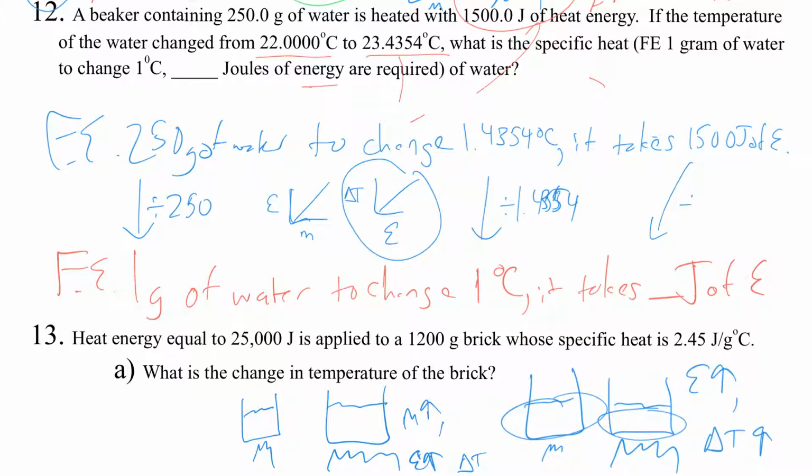So I'm going to take this number and divide it by 250. I'm going to take that and divide it by some crazy number, 1.4354. So 250 goes into that 6 times, and 6 divided by 1.5 is about 4. It's a little bit more than 4 joules. So if you put that in a calculator, you'll probably get the right answer exactly.